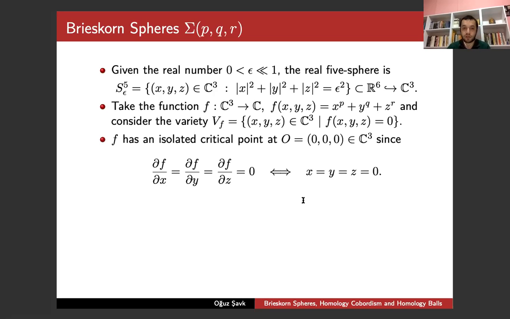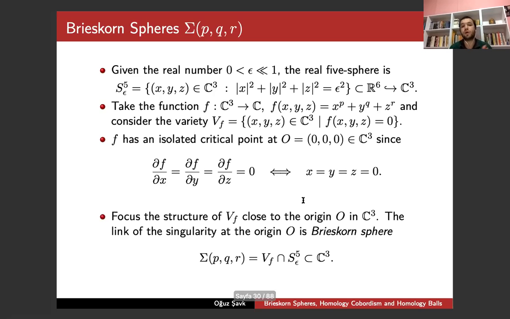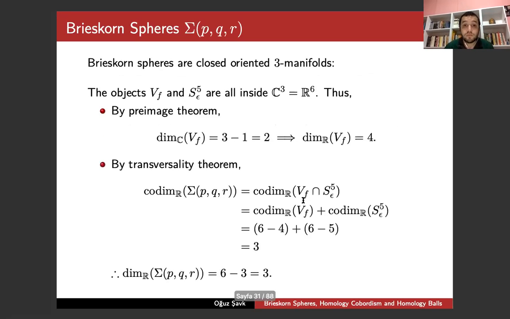Clearly, our function has an isolated critical point at the origin, and we want to focus on the structure of the variety close to the origin. To do this, we intersect our variety with the five-dimensional sphere. This is the link of the singularity at the origin and actually gives us the Brieskorn sphere. And Brieskorn spheres are three-manifolds.